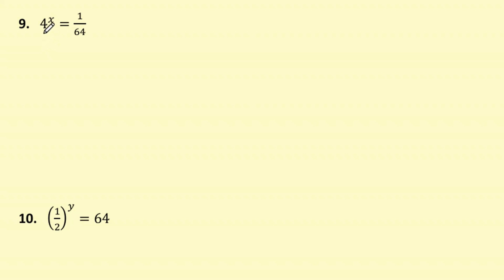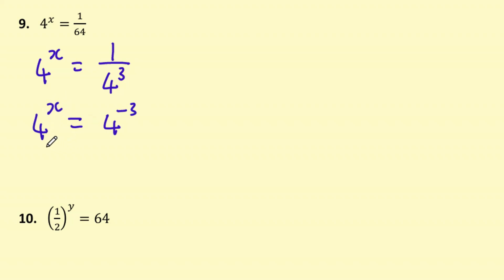Here we have 4 to the x equals 1 over 64. We can rewrite the right-hand side. We know that 64 is 4 cubed. Remember that we want the bases to be the same on both sides. We can rewrite the right-hand side here as 4 to the negative 3. Now the bases are the same on both sides of the equation, and that means the powers must be equal. So x equals negative 3.